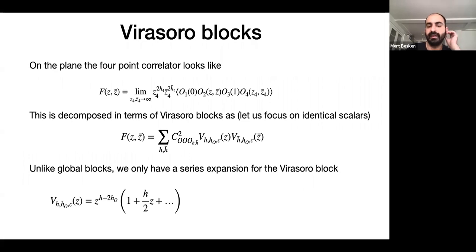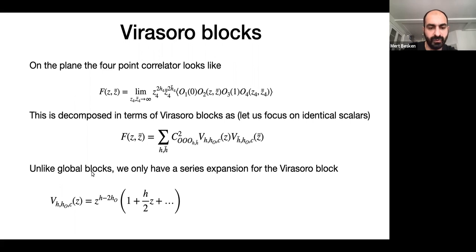So let's look at what a four-point correlator of scalars looks like in 2D CFT. What we usually do in 2D CFT, on a plane or the Riemann sphere, is use conformal symmetry to map one point to zero, another to one, and another to infinity. And the four-point function is a function of these two cross ratios, z and z bar. And then this is decomposed in terms of Virasoro blocks. Let's now focus on identical scalars. We have then these squared OPE coefficients, which are positive, and these plane or sphere Virasoro blocks.